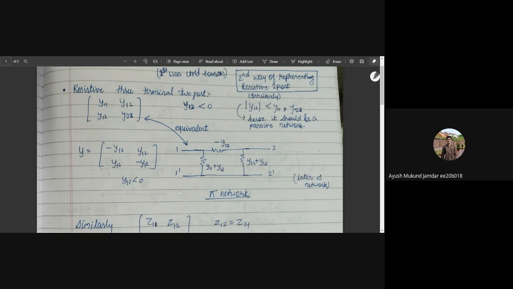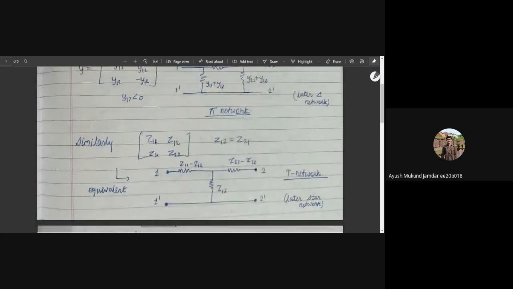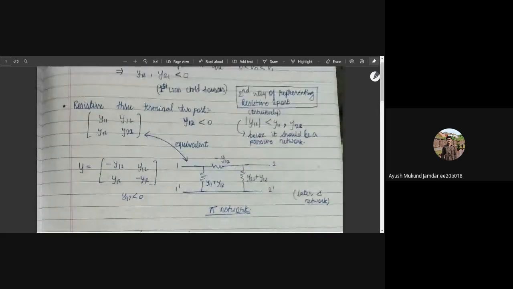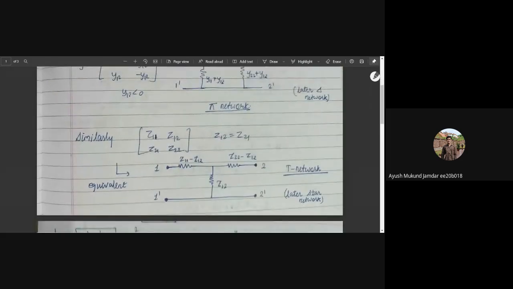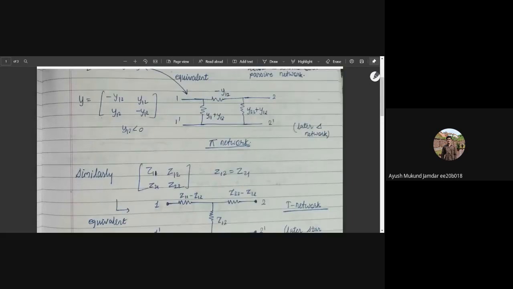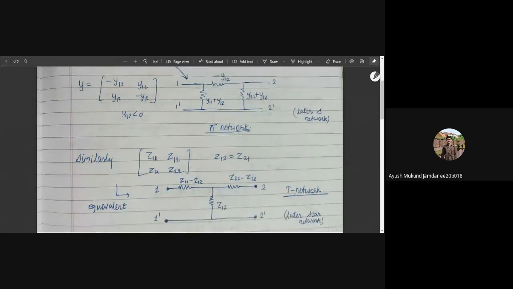Everything's good over here. Now, similarly, for the Z parameters, we can have a representation, that is Z11 minus Z12, Z12, and Z22 minus Z12 arranged in a fashion shown here. This is what we call a T network. And these are some characteristics of representing a three-terminal two-port resistive network, the equivalent representations. One might as well see how the resistors have been arranged because that's important.